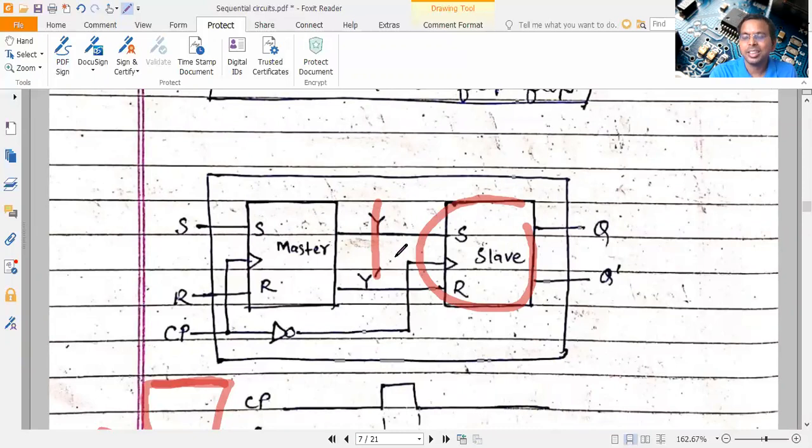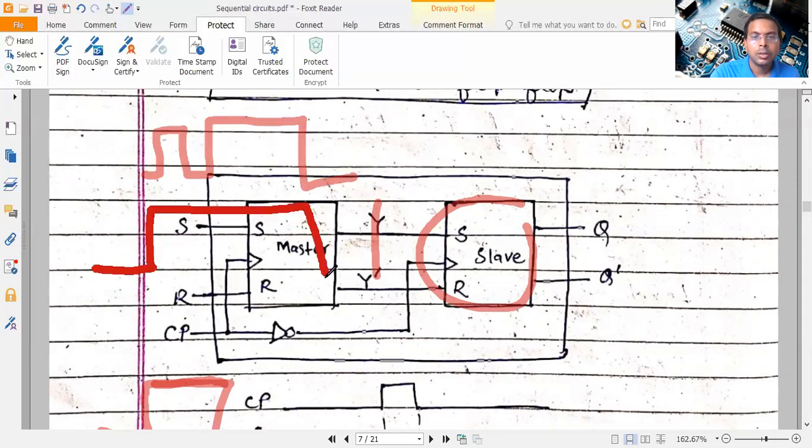You might have understood. Once again I am repeating. Suppose there is some fluctuation in S, and I want to set the value of S to 1, and before going to 1, it fluctuates 2-3 times, 0, 1, 0, 1, and then it becomes 1. And this is my 1 clock pulse. If there is no slave, the output will change 2-3 times. It will become 1, again 0, till 1, 3 times. And if this output is connected to some other circuit, that circuit will be affected.